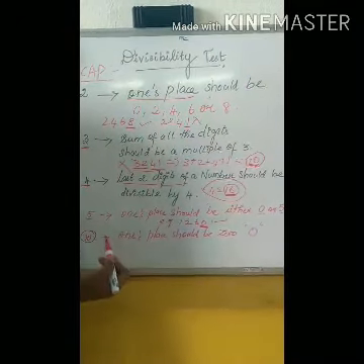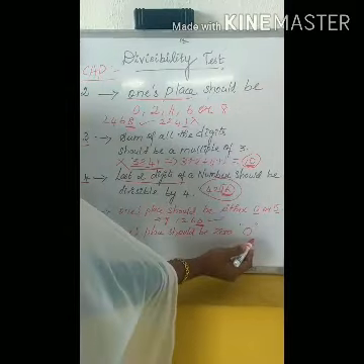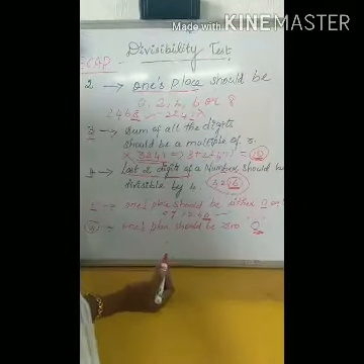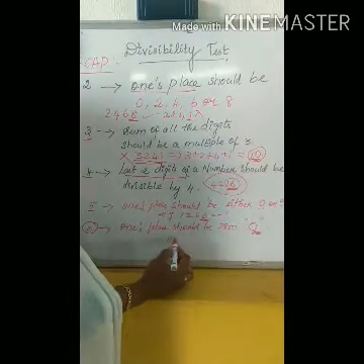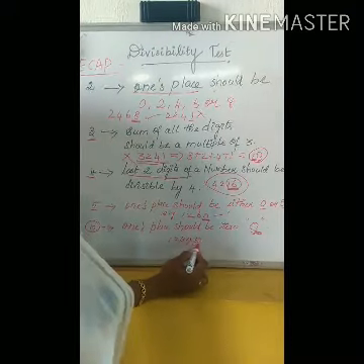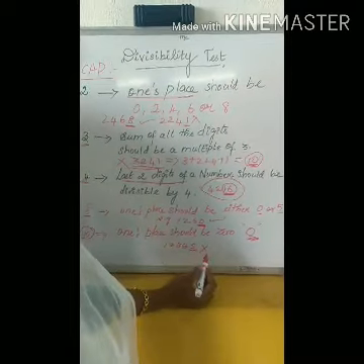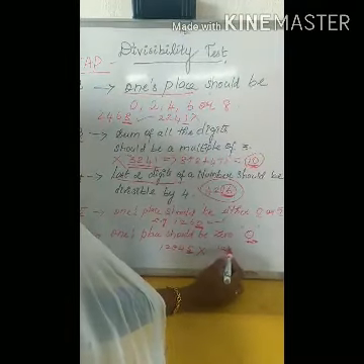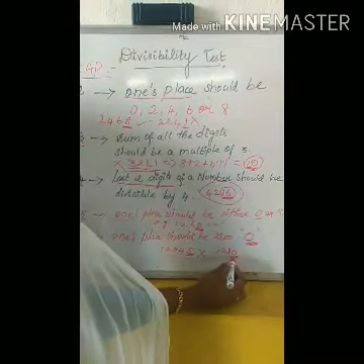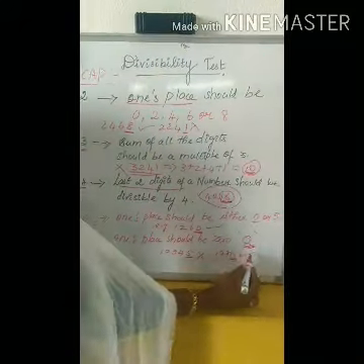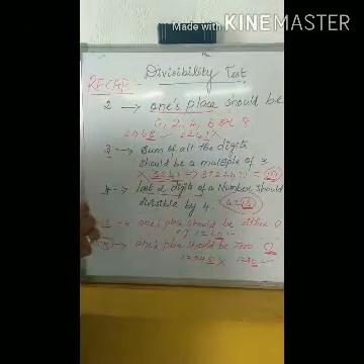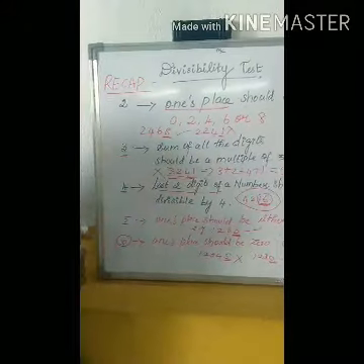Next, divisibility test for 10. The ones place should be 0. For example, 12345 means the ending digit is 5. The ones place is 5. This number is not divisible by 10. Suppose 1210 is there. The ending digit is 0. The number is divisible by 10. That was the recap of the divisibility test for 2, 3, 4, 5 and 10.